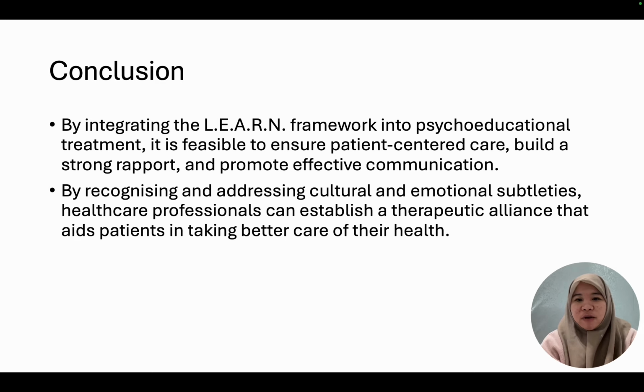As a conclusion, the LEARN framework's organized approach enhances patient outcomes by promoting a more collaborative and compassionate care environment. Gaining more control over one's health benefits patients by enhancing general well-being and patient satisfaction. Using an inclusive psychoeducational counseling strategy is necessary to provide high-quality, patient-centered treatment in the complex healthcare environment of today.